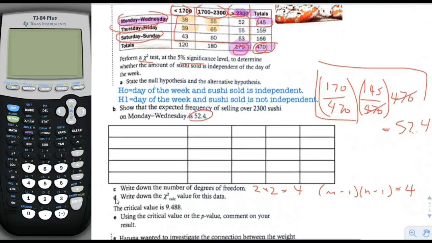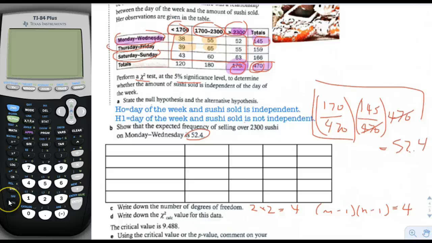Write down the chi-squared value for the data. Now you need to put this data into the calculator, and we're going to do that with second matrix. And we're going to go to, let's just use A and B. Second matrix, and then we go into edit, and then we go into A. If you haven't done it for a couple days, then you might already forget how to do it, just like I did there.